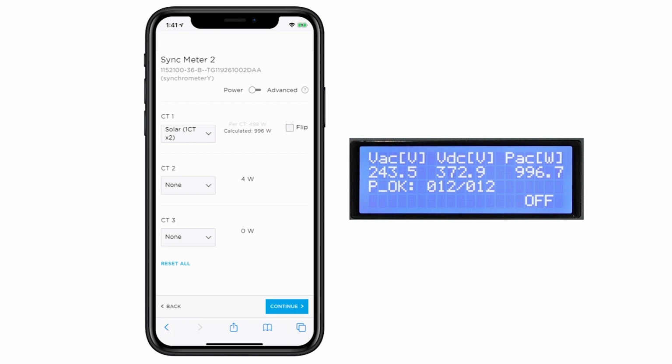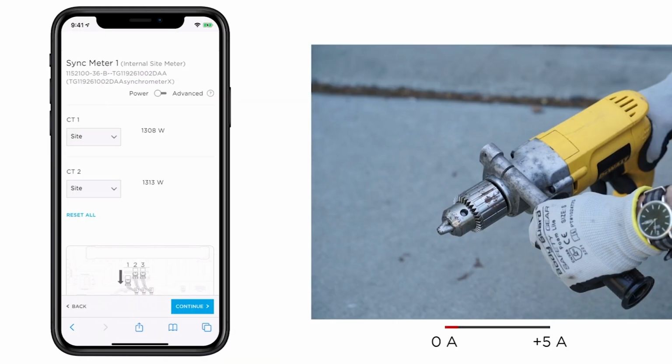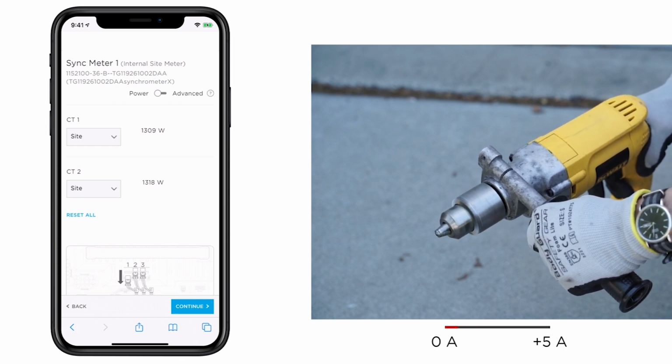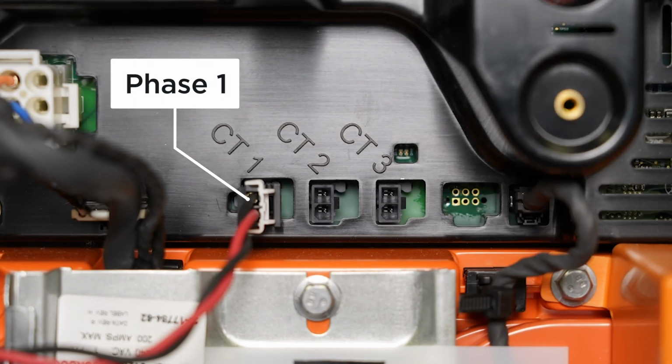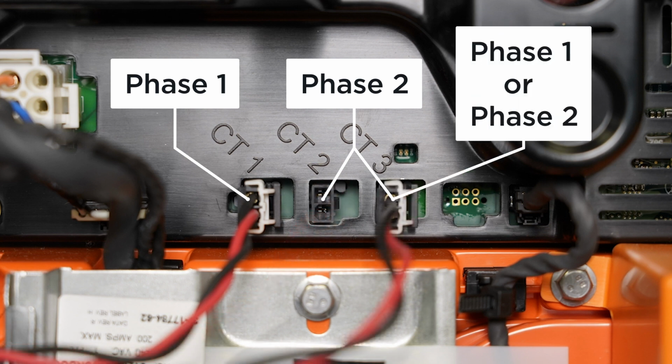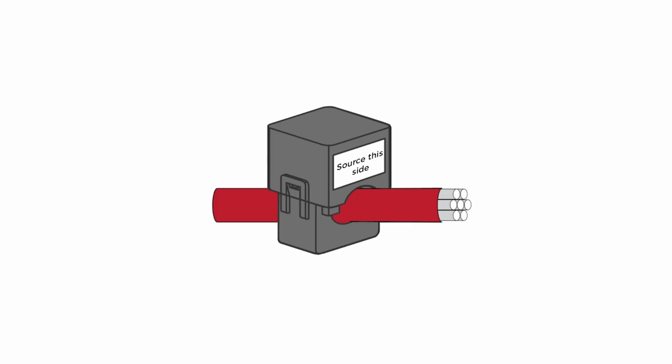During commissioning, use the Setup app to verify that CTs are correctly installed with the proper orientation. Compare the solar CT readings against the production values of the inverter. Test site CTs by briefly running a large load and watching for the corresponding change. An auxiliary CT monitoring phase 2 conductors must be plugged in to port 2 or 3. CT port 3 can be configured for phase 1 or 2 during system commissioning. Remember to be diligent when installing CTs and check your work.